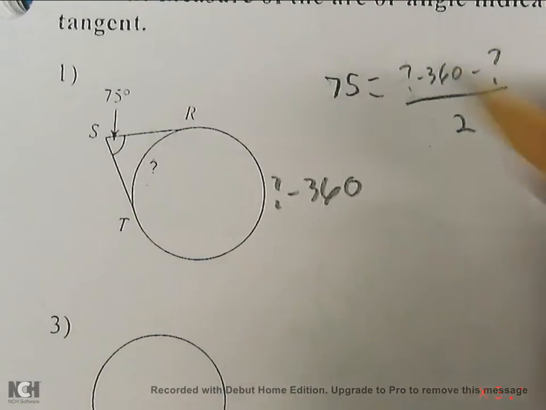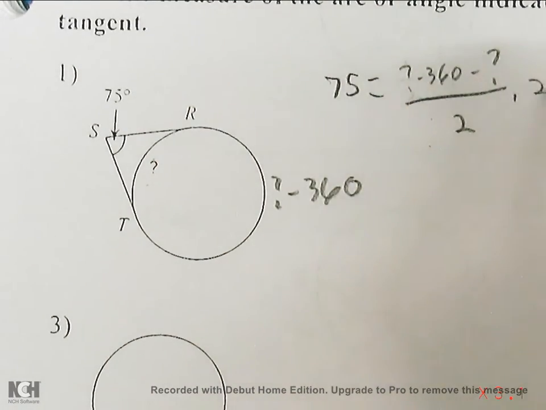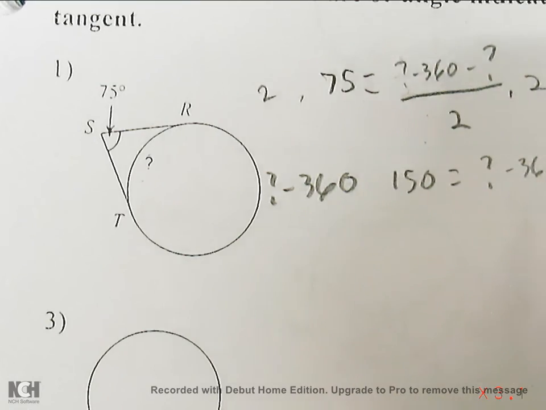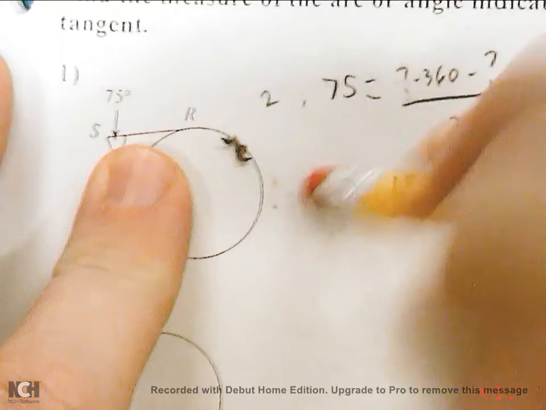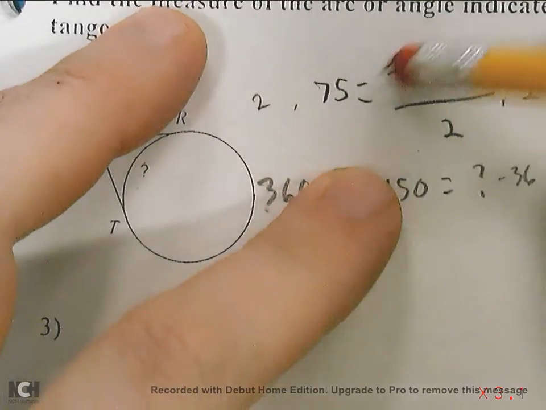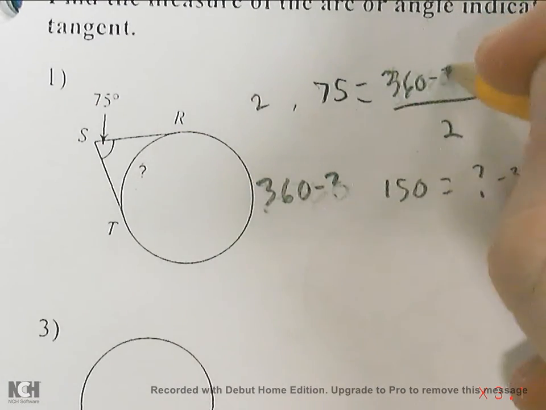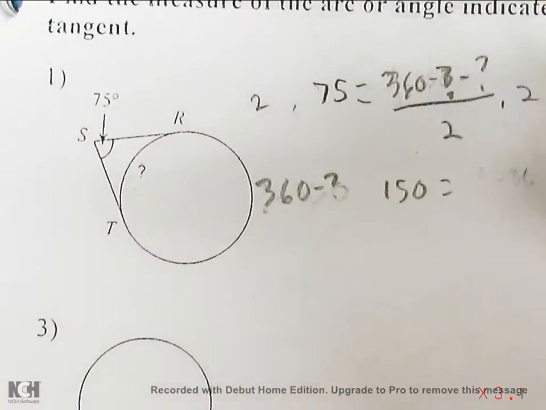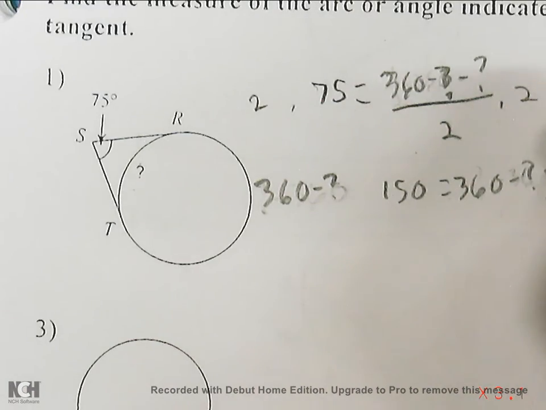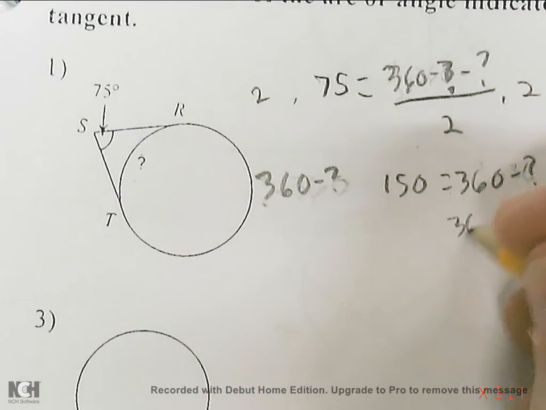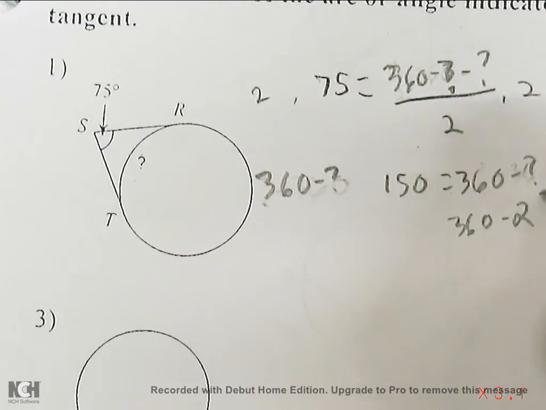Okay, well, first thing I'm going to do to solve this is multiply each side by 2. It's going to give me 150 is equal to, sorry, I wrote that backwards, 360 minus question mark, minus question mark. Okay. That's going to make more sense. Well, I can combine those two question marks, and it's going to be 360 minus 2 question mark.